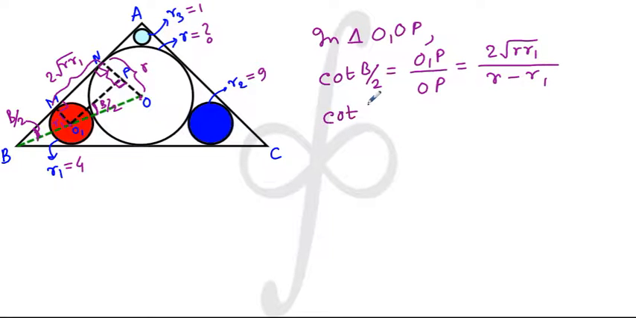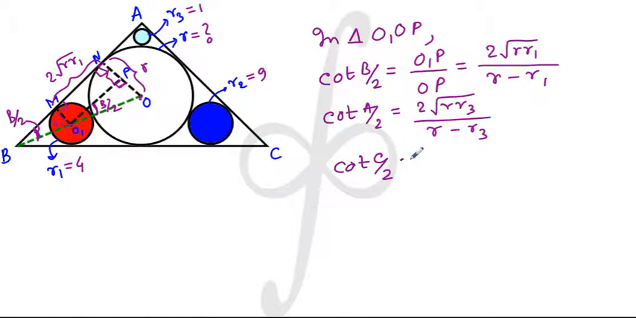And similarly we can write down cot A/2 to be 2 root R R3 divided by R minus R3, and cot C/2 can be written as 2 root R2 divided by R minus R2.